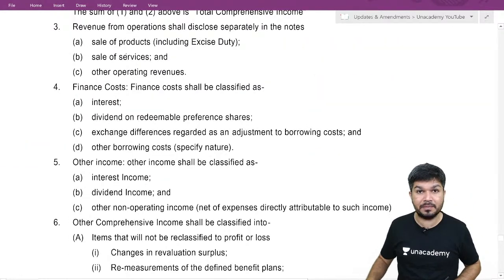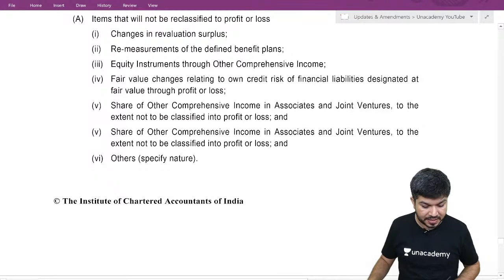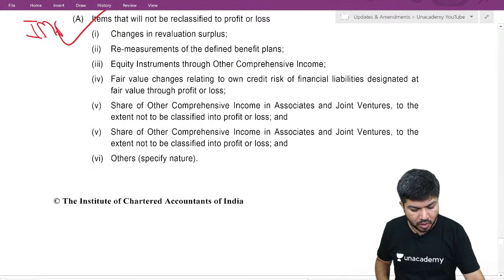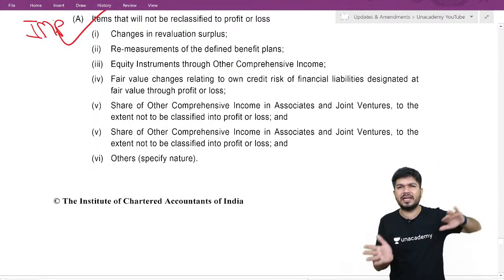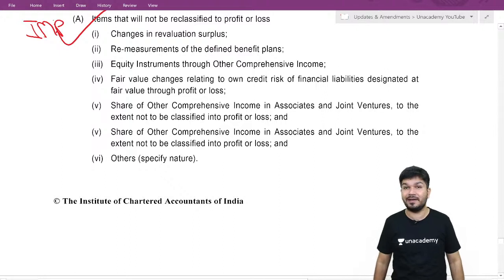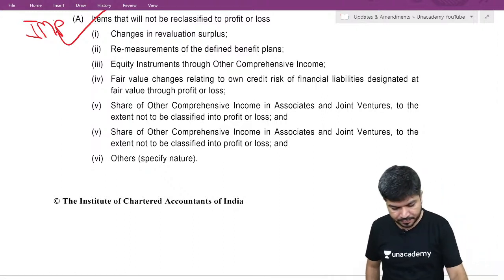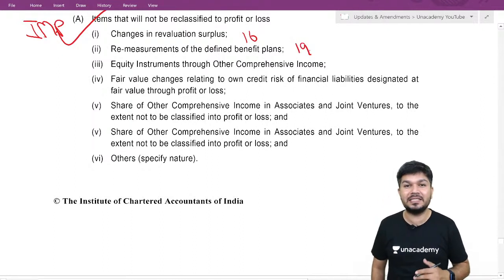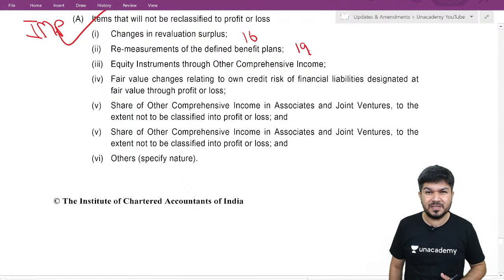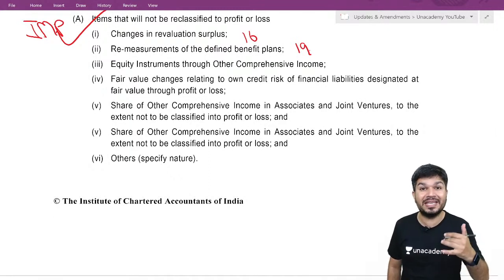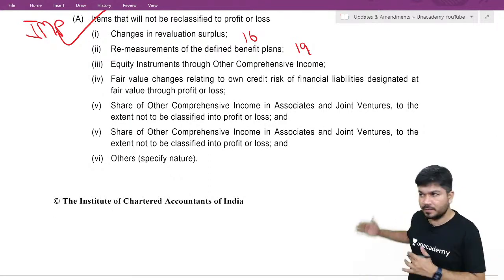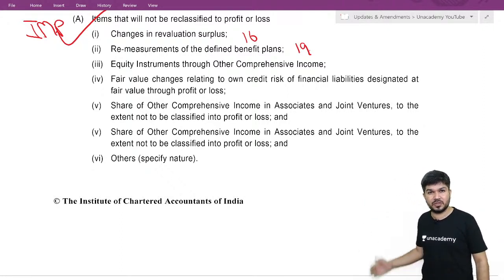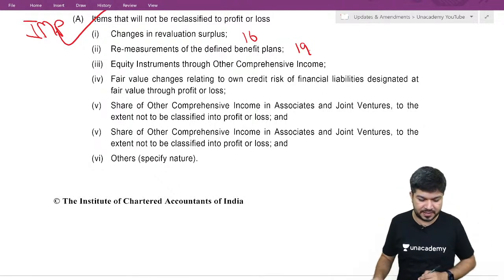Next, which are the items coming in OCI, not reclassified and reclassified? I'm just taking the list. This is important. Items which will not be reclassified to PNL will go directly to retained earnings. 1. Change in revaluation surplus, Ind AS 16. Next, remeasurement of defined benefit plan. This is Ind AS 19, actuarial assumption. When there's a change in actuarial assumption, there's some actuarial gain or loss. That actuarial gain or loss comes in OCI. From OCI, it goes to retained earnings immediately, this item.